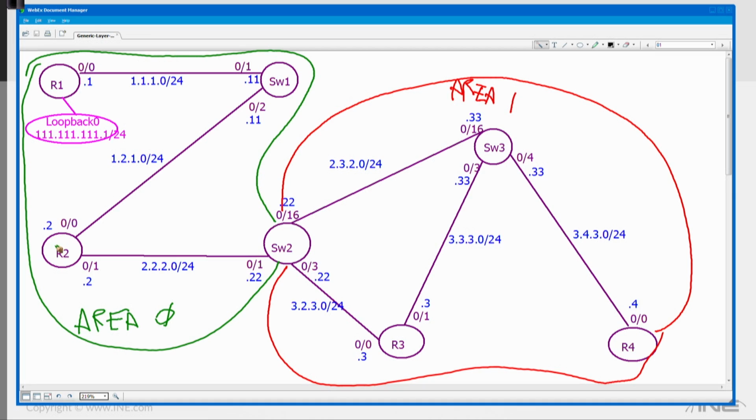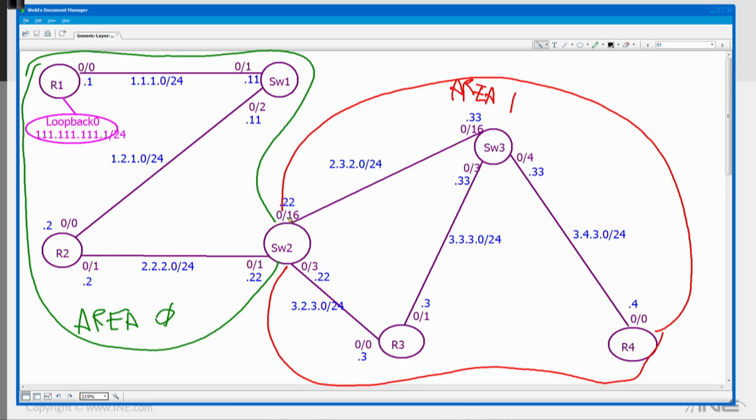R1, switch 1, and R2 not only are backbone routers, they're also internal routers. They're both. And in a previous video, we already talked about an area border router, which is a router that has at least one link in area 0 and one link in a non-backbone area. So in this particular case, switch 2 would be an area border router.